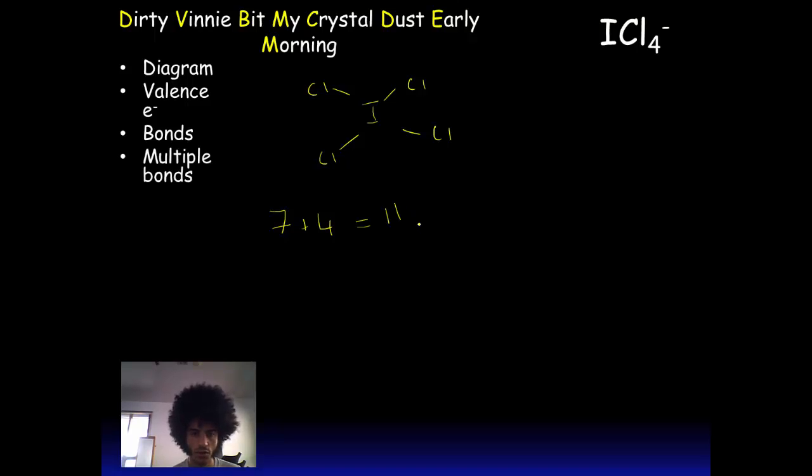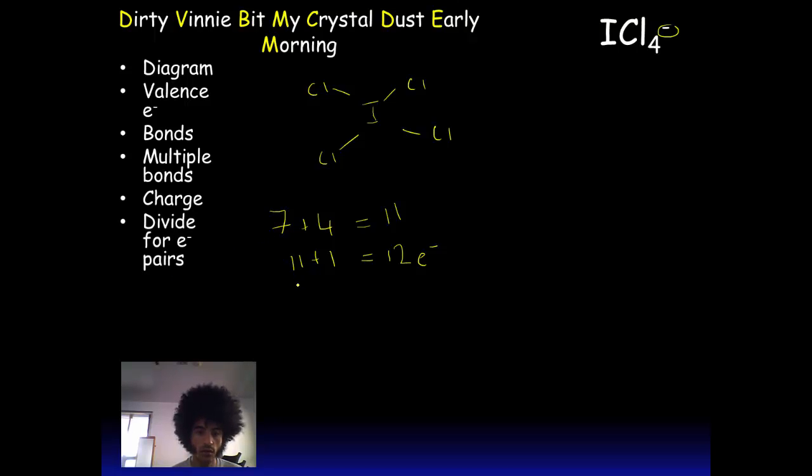Next step, multiple bonds. There are no double or triple bonds here, so we can skip that step. Let's now look at the charge. I look at this molecule, it has a minus. So it has to be 11 plus 1, which equals 12 electrons to play with. Now I have to divide for electron pairs, so 12 divided by 2 equals 6 electron pairs.